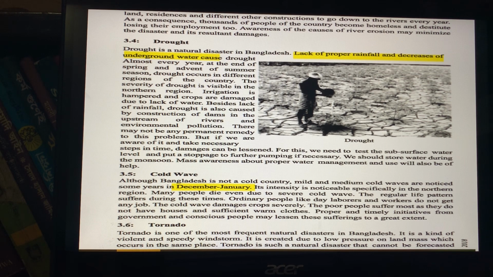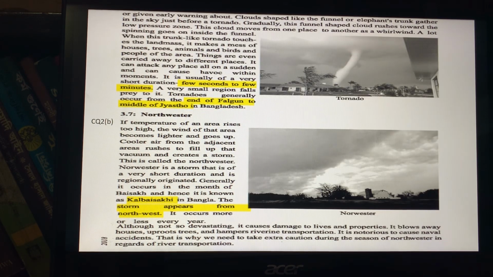Tornado is a violent and speedy windstorm, and we cannot forecast tornado actually. That's why it's very dangerous. And another thing, it can destroy within a few seconds to a few minutes. Okay. And in Bangladesh, tornadoes generally occur from the end of Falgun to the middle of Jyeshtha.